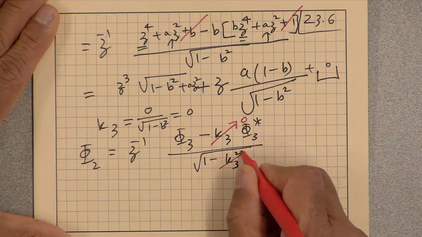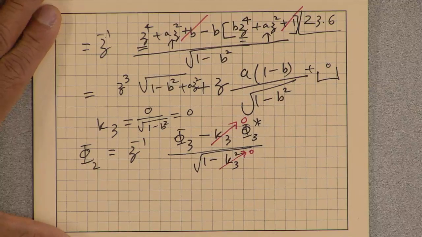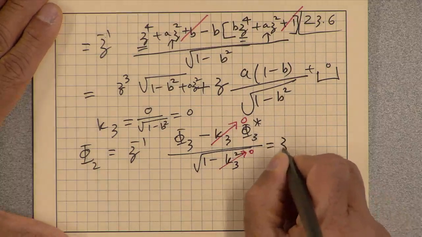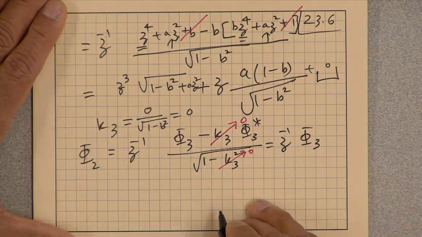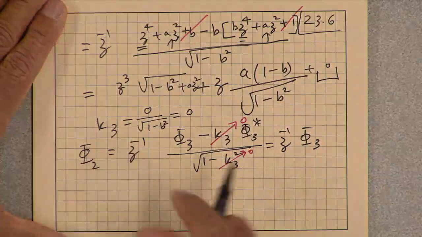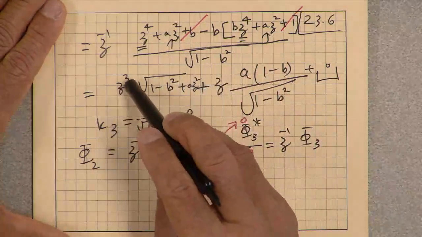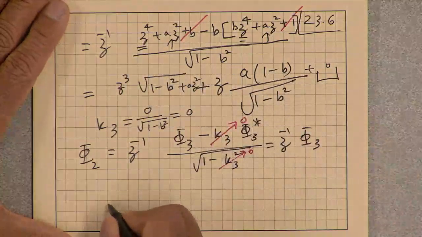K3 is 0, so k3 squared is 0. 1 minus 0 is 1, square root of 1 is 1. So this then simply becomes z to power minus 1 times phi 3. And all that does is really reduce the degree by 1. So to go from phi 3 to phi 2, just multiply z to power minus 1 and then that degree.